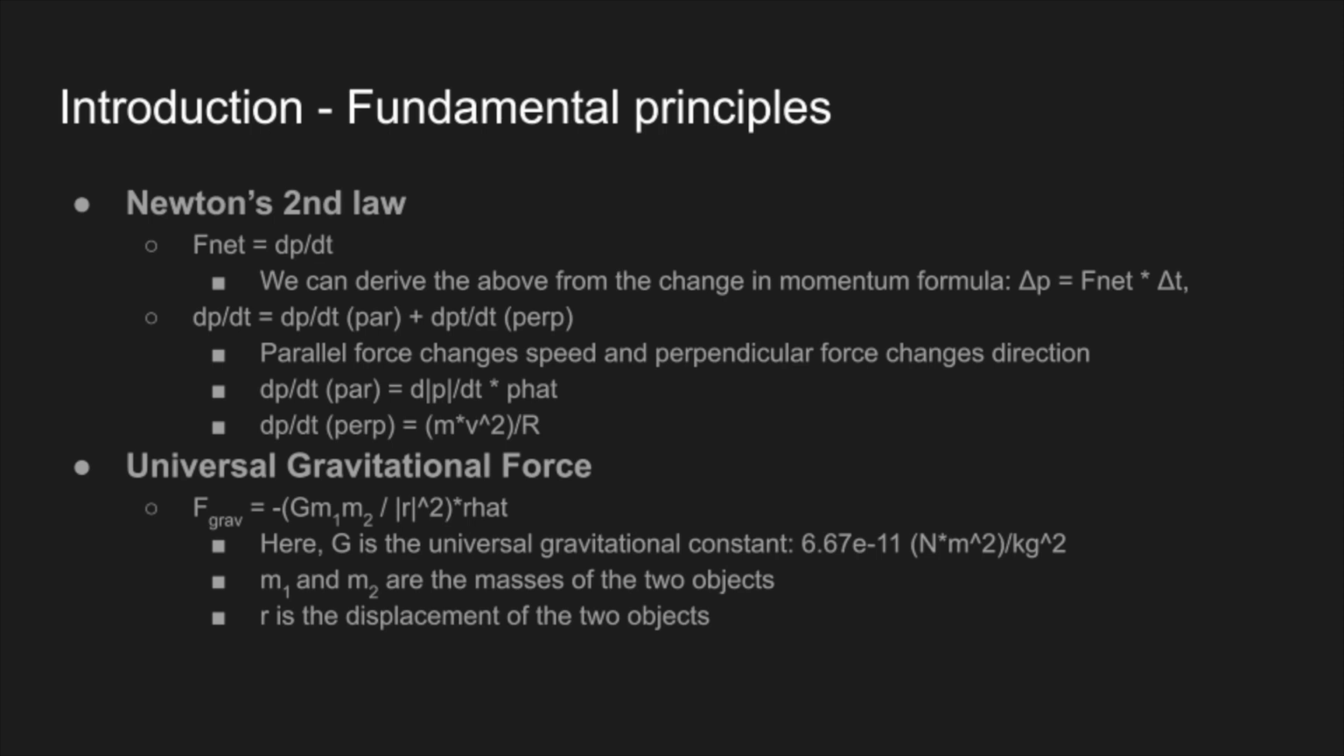And lastly, we have universal gravitational force, which is just F grav equals negative gravitational constant times m1 times m2 divided by magnitude of r squared times the r hat. And here G is the universal gravitational constant, which is 6.67 times 10 to the negative 11. m1 and m2 are the masses of the objects, and r is the displacement of the two objects.